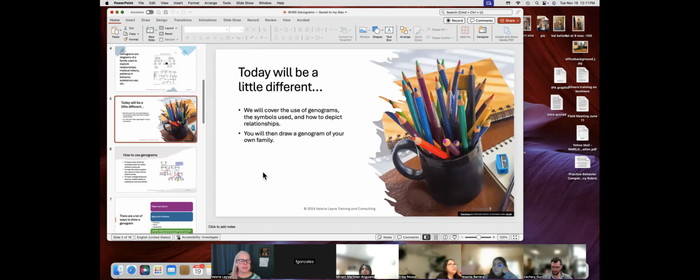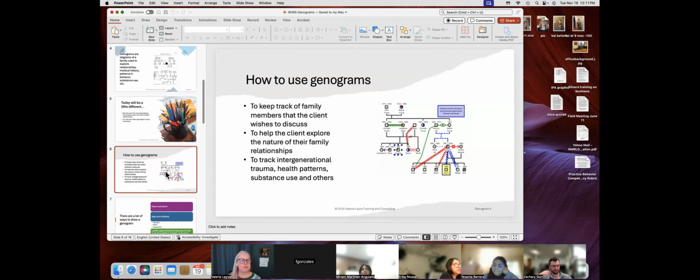So today's going to be a little bit different, as I said. Hopefully, you have a few minutes, if you haven't already, to get some paper and pencils together so that you can draw a genogram. And I recommend folks do it in pencil because when you first start drawing them, you're going to have to erase and do it over because you won't figure out where to place the symbols. And you make mistakes and you just want to be able to get it done.